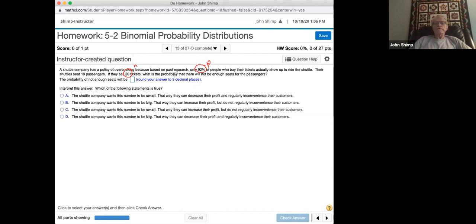And we want to know what's the value of X that has a probability of not enough seats for the passengers. And what is X going to be equal to if there aren't enough seats in this case? X is going to be equal to N, which in this case is going to be 20. All right, so probability of not enough seats, so let's go do this. We want N is 20, P is 0.92, and X is 20.